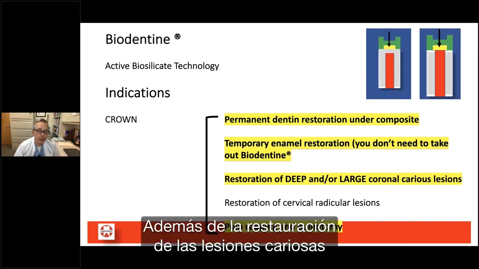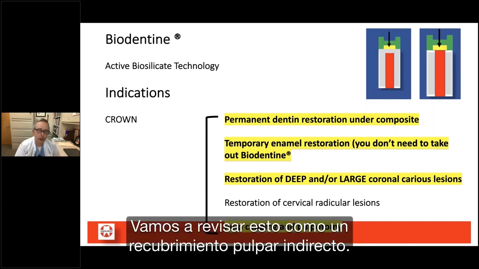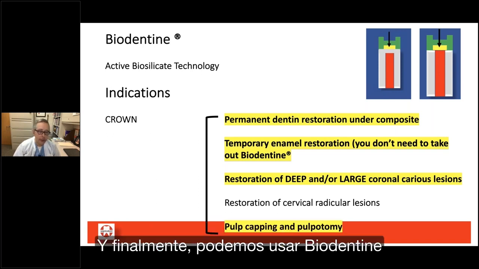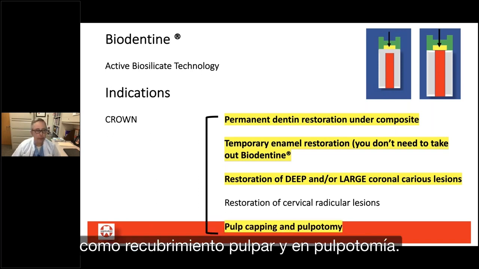Also, the restoration of deep and large coronal caries lesions. We are going to review that as an indirect pulp cap. We can also use Biodentine as a restoration of cervical radicular lesions. And finally, we can use Biodentine as a pulp cap in pulpotomy.